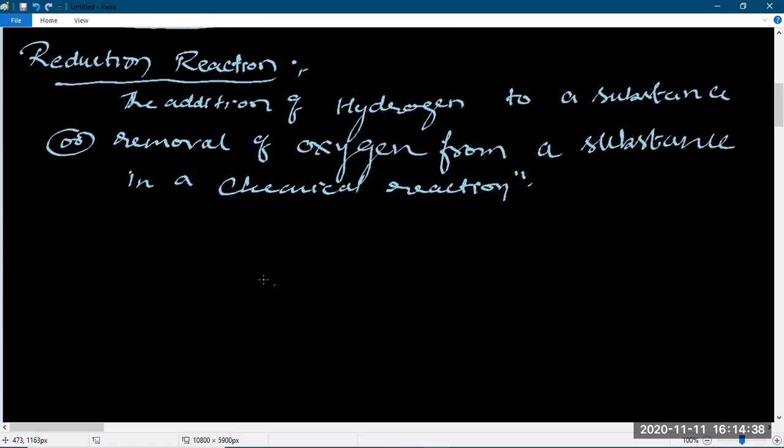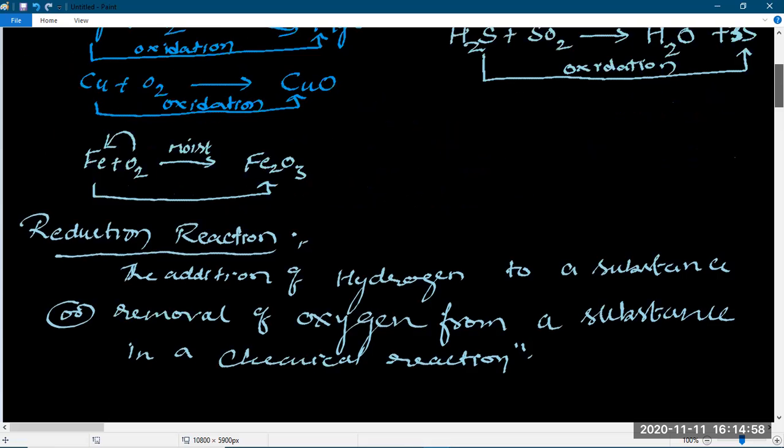Okay, so that is the substance which either gives hydrogen or removes oxygen in the reduction reaction. Any substance which either gives hydrogen or removes oxygen in a reduction reaction is known as the reducing agent. Okay, let us finish first reduction reactions and oxidation reactions. I hope there is no doubt in this.